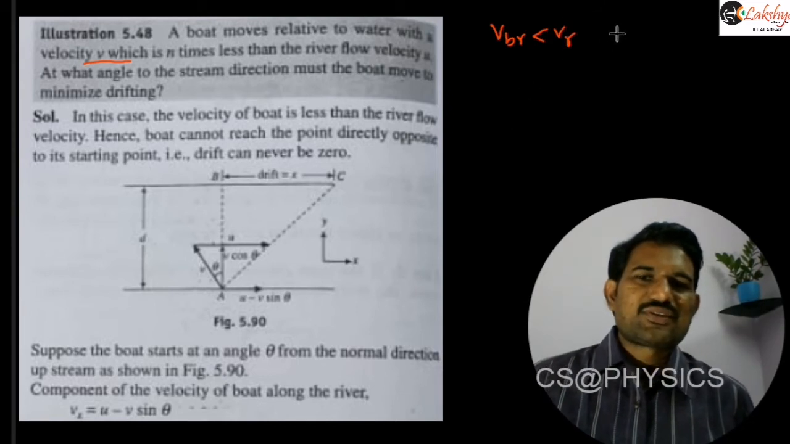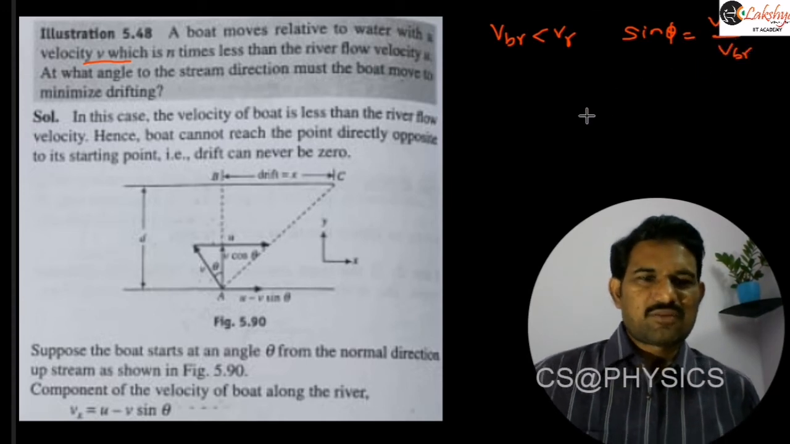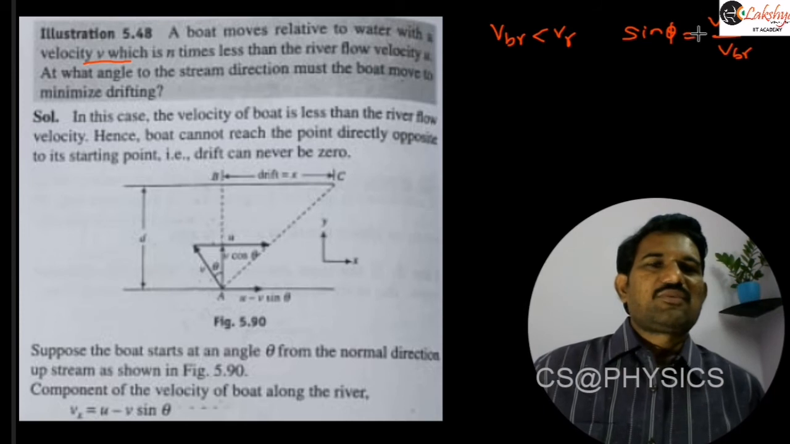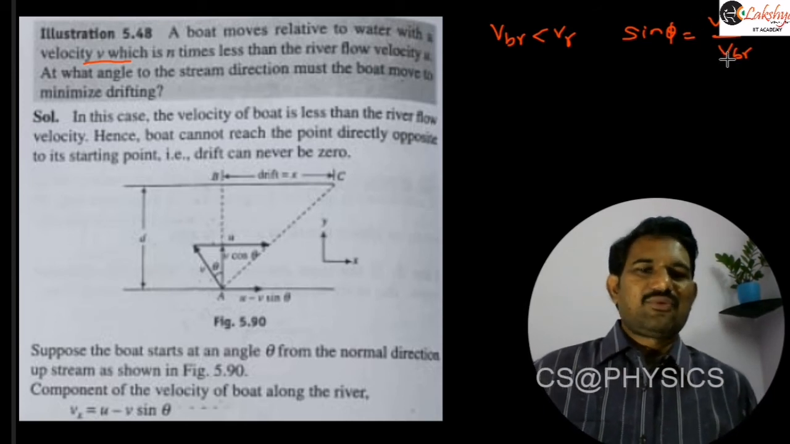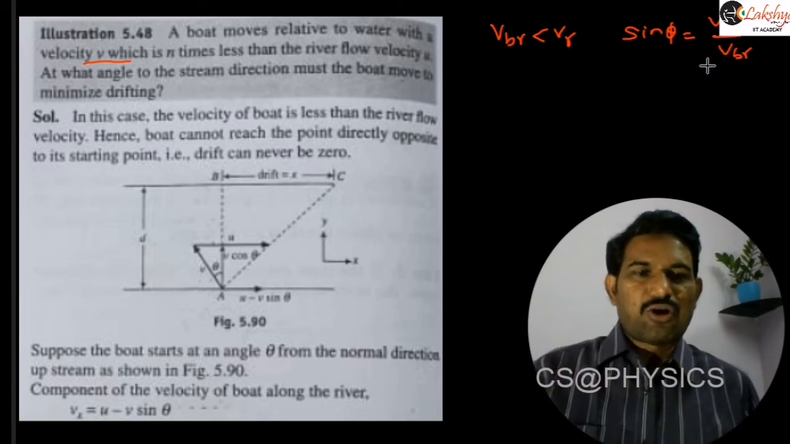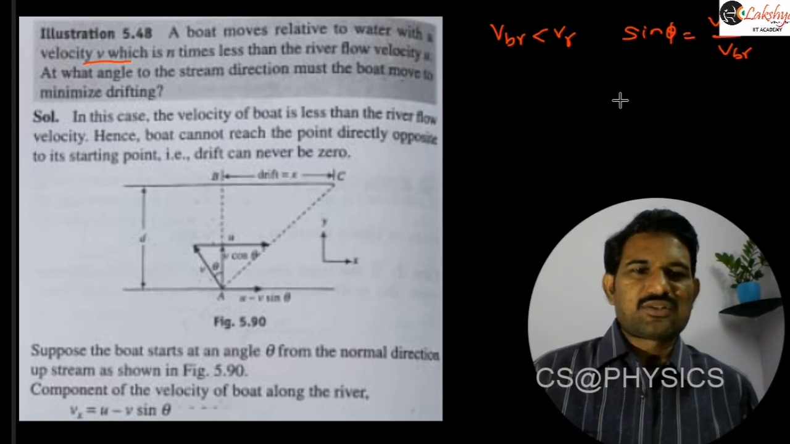So in this case, if you want to decide for the minimum drift to reach the opposite point, if you define the sin theta or sin phi expression, we write this as VR by VBR. So this also we discussed, the minimum drift case. That means now this value will be greater than 1, so directly reaching the opposite point is not possible, as we discussed in the last class. So to minimize the drift, we also discussed already in the last class.